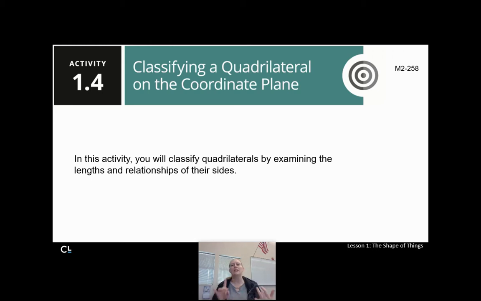So we're going to be looking at things like slopes. We're going to be using distance formula. Again, all of that stuff is coming back at us to help us decide what kind of quadrilateral it is. Is it a parallelogram, a trapezoid, a rectangle, a rhombus, a square? What is it? That's what we're going to be working on today.